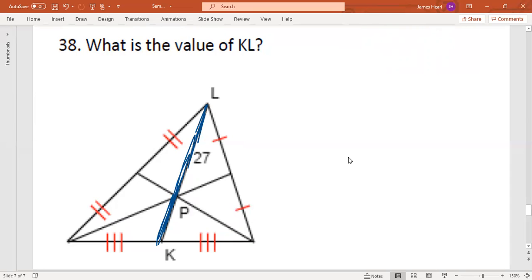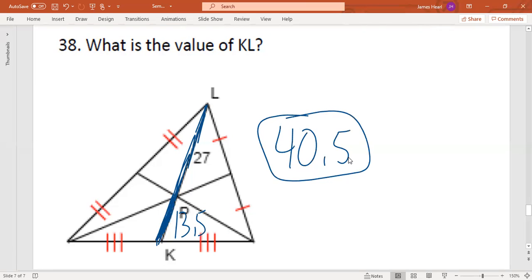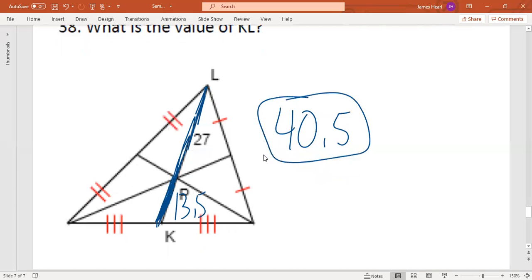The top part, LP, has to be twice the length of the small part from P to K. That's the centroid property, the 2-to-1 ratio. So if we cut 27 in half, this has to be 13.5 for this portion from P to K, at which point adding them together makes the whole entire thing 40.5 units long. All those red marks are the sole reason that problem is solvable.